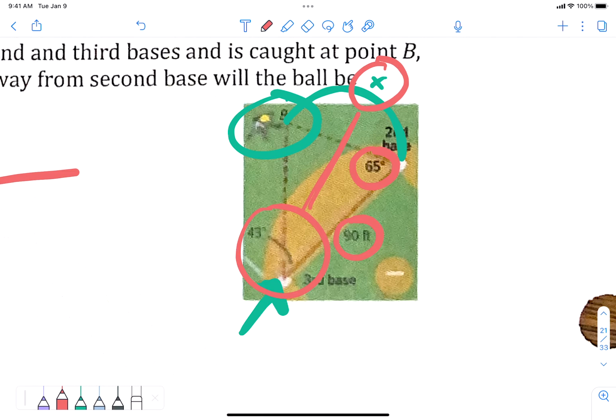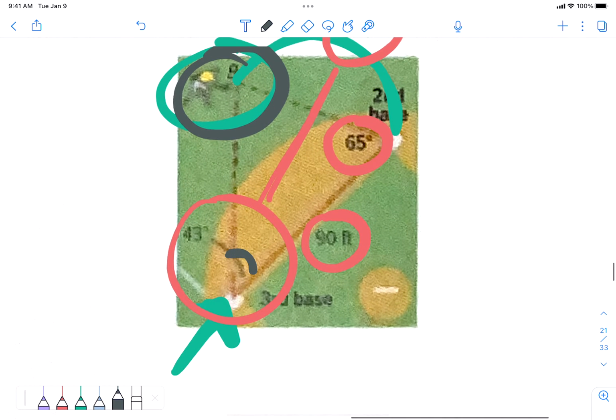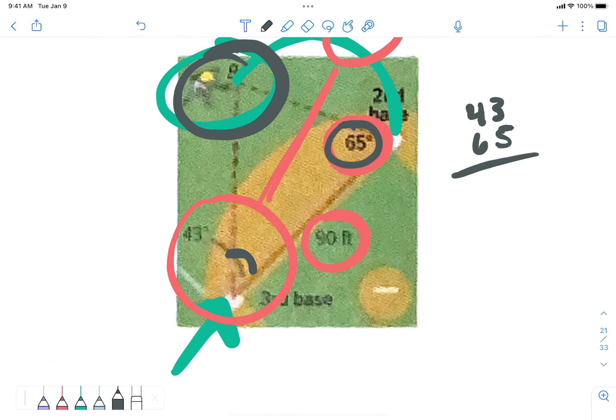No. So if I'm going to use 65, I would have to know this thing, right? Like that side. So just find the angle. What angle? B. B, that's a really good idea. So she says find this angle right here because we know that this one's 43 and this one's 65 and we can add those together. 43 plus 65 is 108, and subtracting that from 180 is 72.